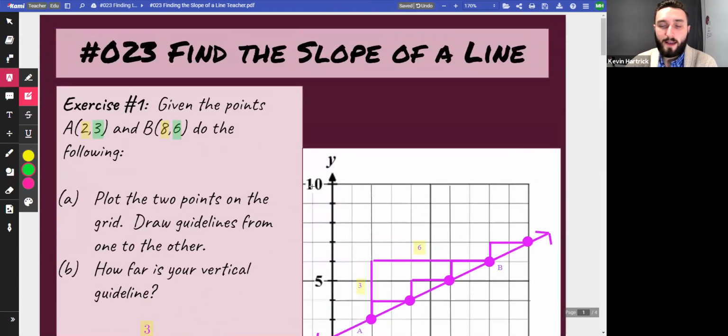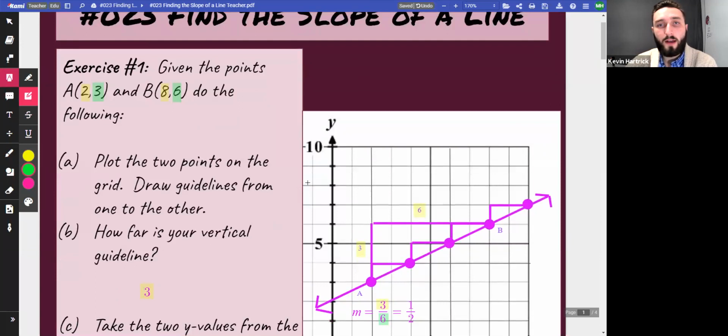So you don't always need to have a graph, and sometimes you're not going to be given a graph. So in order to find the slope between 2 points, you're going to find the difference in the y values and the difference in the x values.